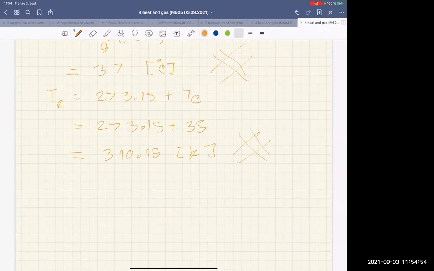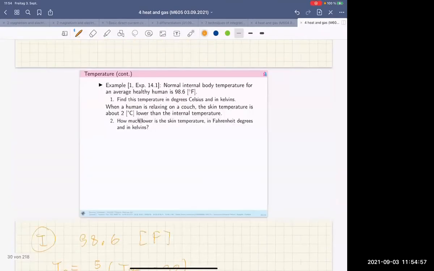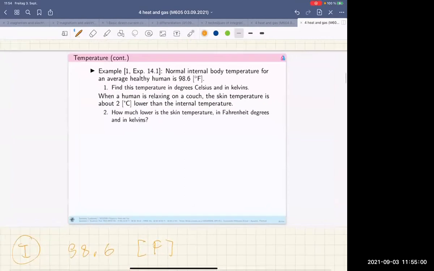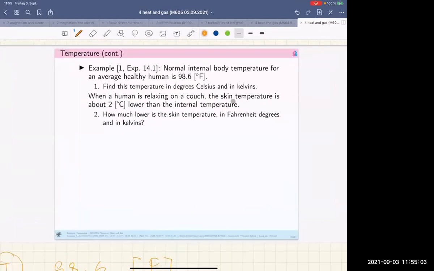Let's consider the second situation. They say when a human is relaxing on a couch, if you sit down on a couch, your body is clever, is intelligent. The skin temperature is reduced. They will not let the blood flow around your body, and then your body is going to be cooler, and the cooler amount is a 2 degrees Celsius reduction than the internal temperature. And how much lower is the skin temperature in Fahrenheit degrees and in Celsius?